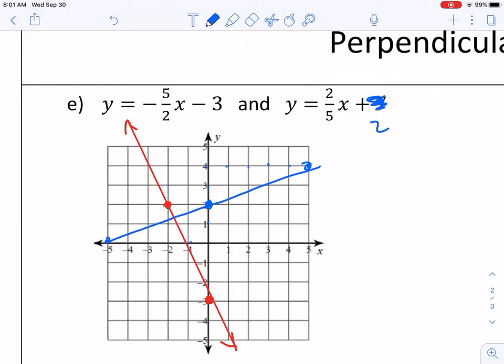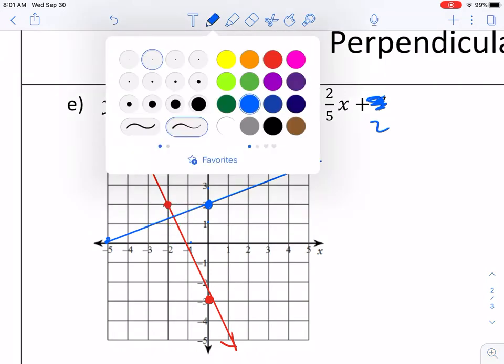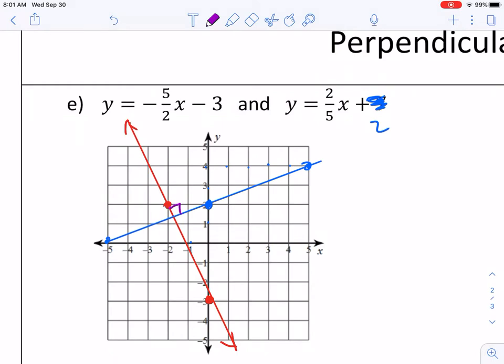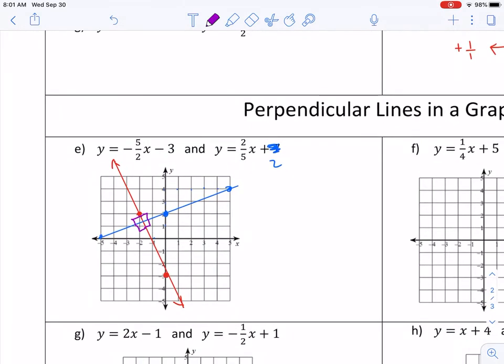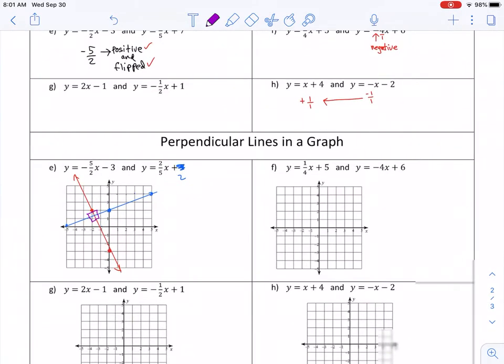And when I graph my line, what you'll notice, and again, it's slightly off because I'm not using a ruler, but I want to bring your attention right here. It creates 4 right angles, or it should create 4 right angles. So there's a right angle, there's a right angle, there's a right angle, there's a right angle. Okay? So perpendicular lines will create right angles where they cross.